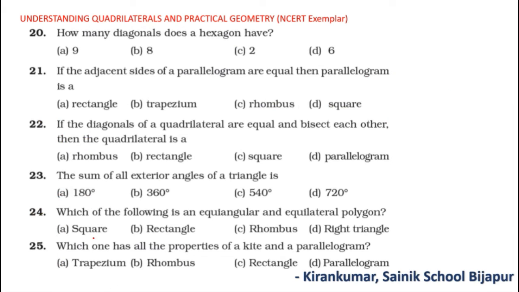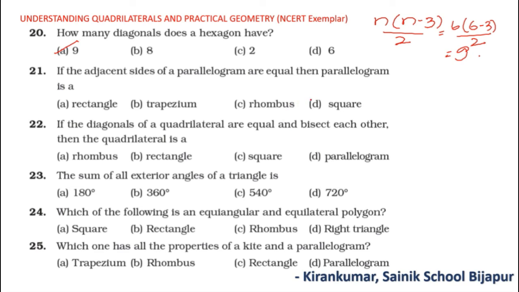Question number 20. How many diagonals does a hexagon have? We know the formula to find the number of diagonals, n into (n minus 3) by 2. For a hexagon, there will be 6 sides. So 6 into (6 minus 3) by 2. We get it as 9. So option A is the right answer.